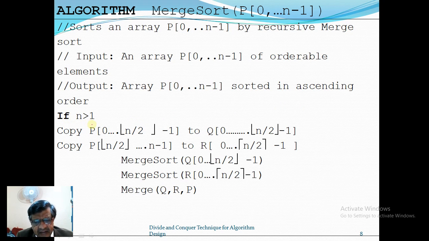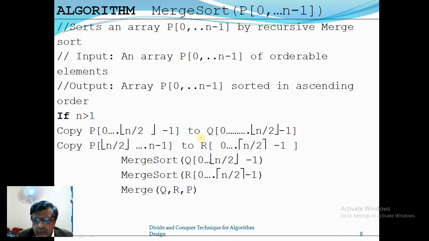If n is greater than 1, because in order to take up sorting work, a minimum of 2 elements must be there. Therefore, as long as n is greater than 1, go on copying. Here dividing means copying. Copy the half portion of P, that is P 0 to floor of n by 2 minus 1. Floor of n by 2 is taken in order to account for odd element arrays.